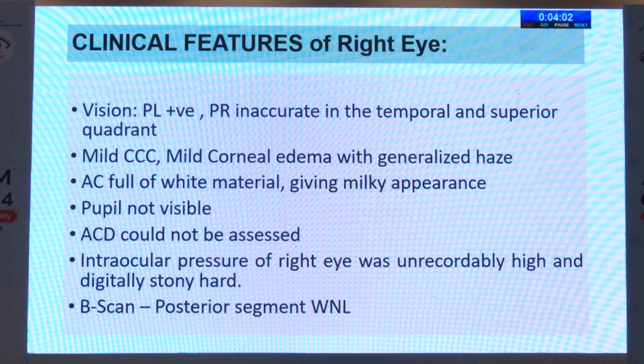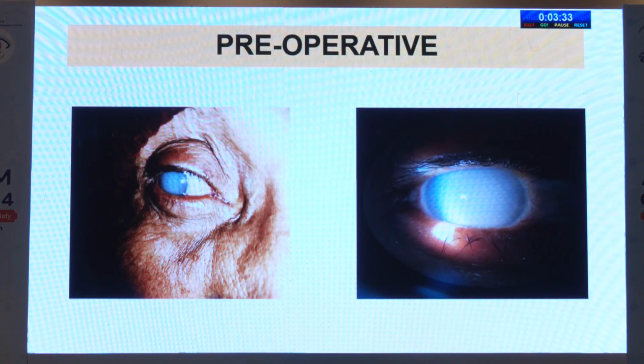Findings in the right eye, in which the phacolytic attack was there: vision was PL positive, PR was inaccurate in the temporal and superior quadrant, mild circumcorneal congestion, mild corneal edema with generalized haze. The anterior chamber was full of white material giving a milky appearance, the pupil was not at all visible, and anterior chamber depth could not be assessed because of the hazy media. Intraocular pressure in the right eye was unrecordably high, and digitally it was stony hard. On B scan, we found it was within normal limits. This was the patient.